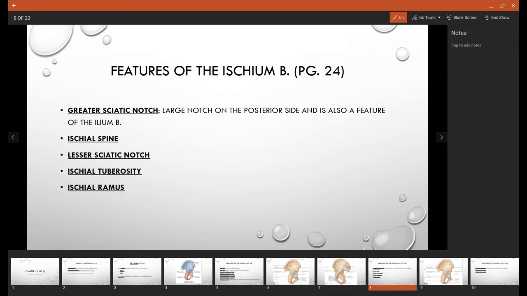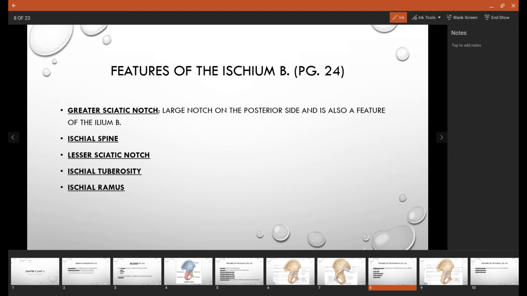Moving on to specific features of the ischium bone. First off, we have the greater sciatic notch, and this can be located on the posterior side. Now, when you hear that word greater, that's telling you that it's the larger one, and anytime you see greater, you should think there's going to be a smaller one as well. Otherwise, I would just call it the sciatic notch.